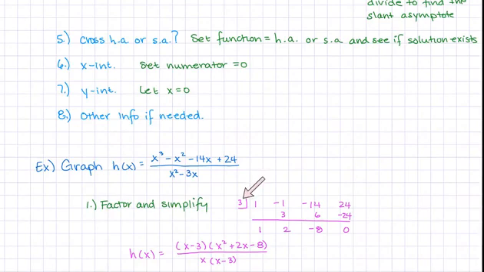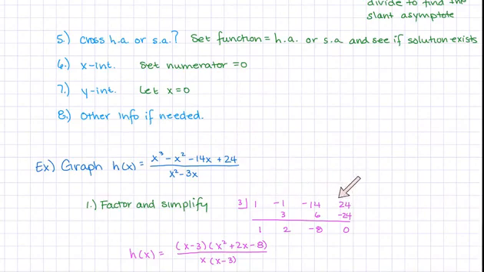Notice I started with a 3. What in the world made me decide to start with a 3? Well, I started with a 3 because I knew this denominator was going to factor into x minus 3, and 3 could make this factor equal to 0. I was just curious, would 3 make this equal to 0? And yeah, the answer is yes, it will.